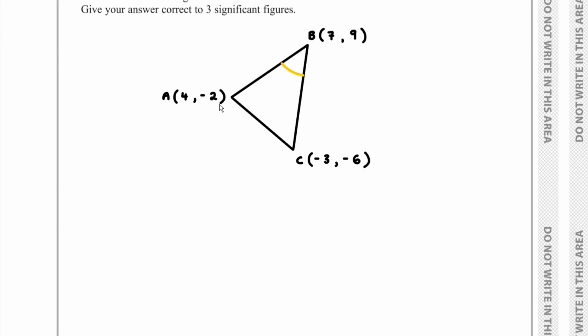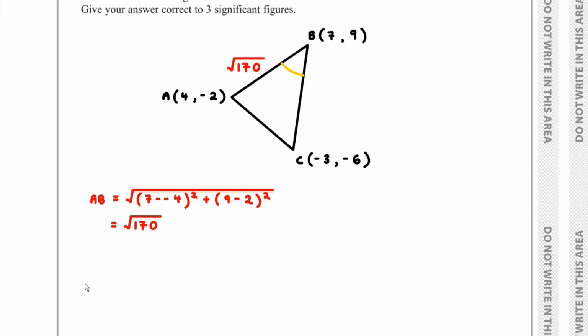What we can do to find the angle ABC is find the lengths AB, BC, and CA. Let's begin by finding the length AB. For AB, that's equal to the square root of (7 subtract negative 4) squared plus (9 subtract 2) squared, which is equal to the square root of 170. Let's show that on the diagram here.